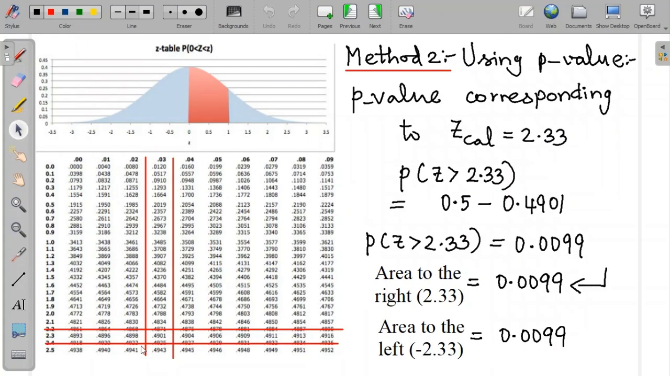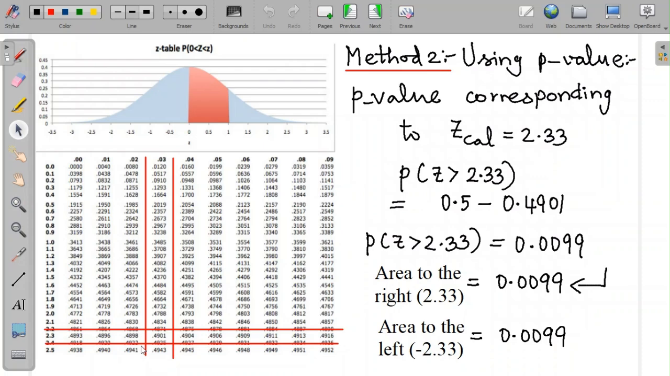For the method based on the p-value, we determine the probability that the test statistic takes a value that is either greater than 2.33 or less than minus 2.33. This is because we do a two-tailed test. So we reject the hypothesis if the value is too large or too small. But it is enough if we find one of these two. In other words, it is enough if I find the probability that Z is greater than 2.33 by virtue of the symmetry of the normal distribution.